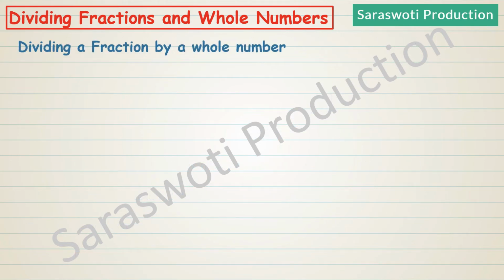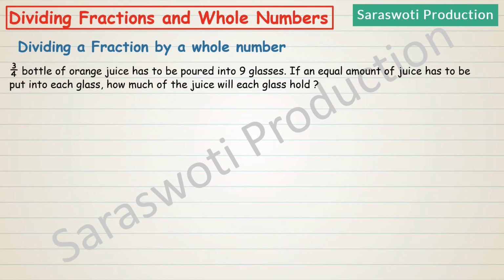Dividing a fraction by a whole number. So first we saw dividing a whole number by a fraction. That was like we had 2 divided by 1/4. Now I want to see how to divide a given fraction, let's say 3/4, divided by 9. They both are not the same, they are different, isn't it? So how do we do this?